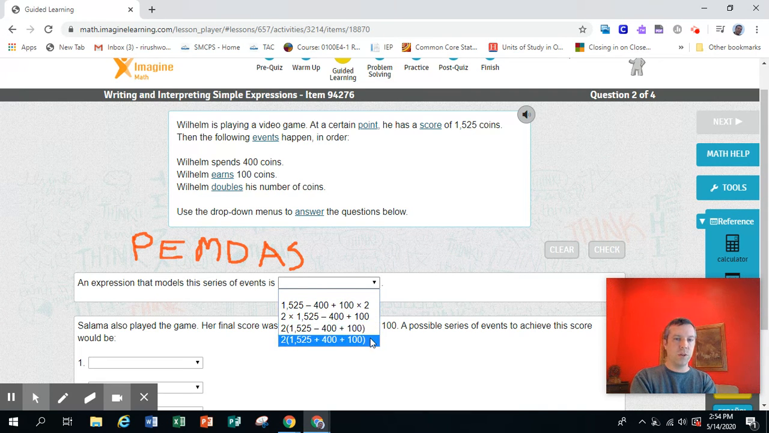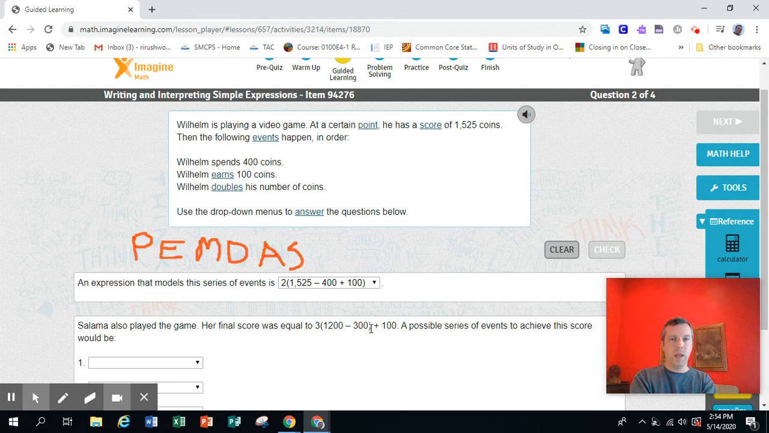So we need an expression, and it's going to be one of these two, where you start with 1,525 and spend 400. It's going to be the third choice here, because it begins 1,525 minus 400. And the rest of it also checks out. Then he earns 100 coins, and the last thing that happens is all of that result is doubled.